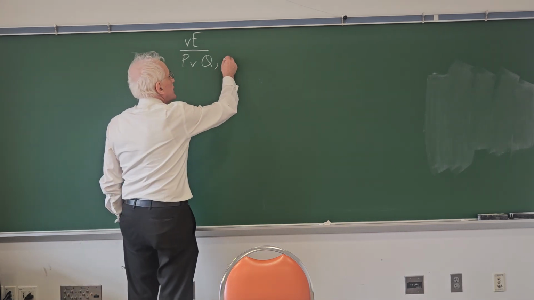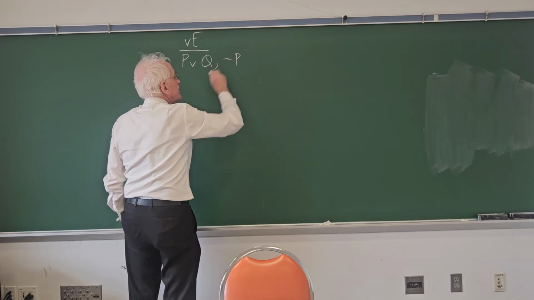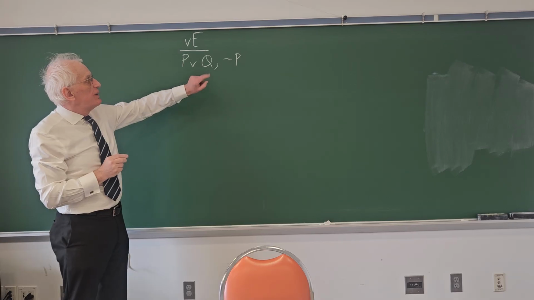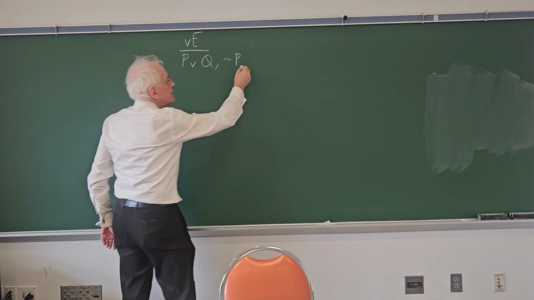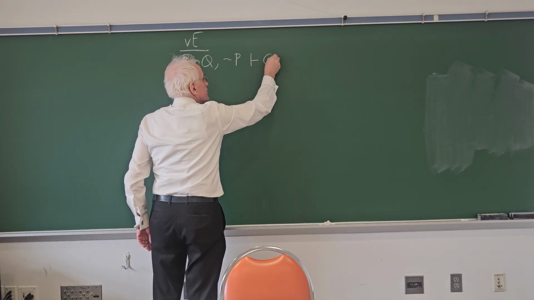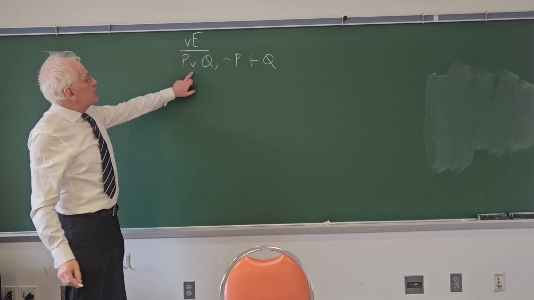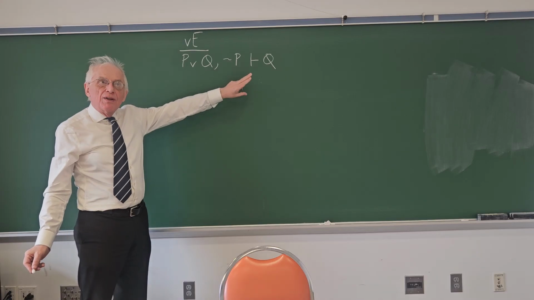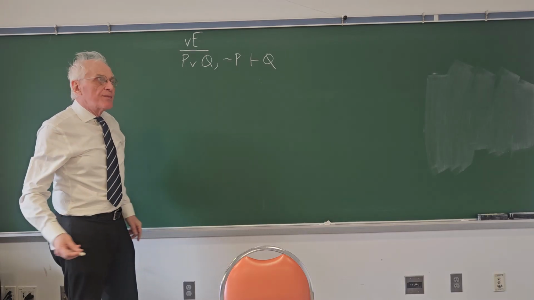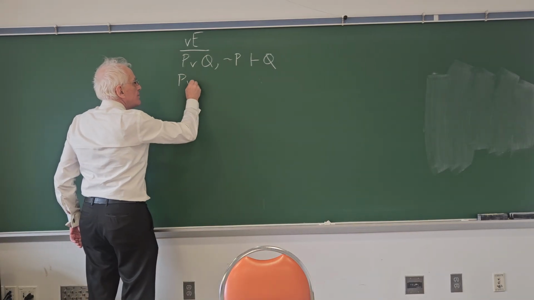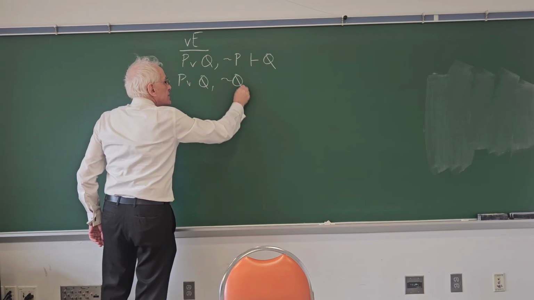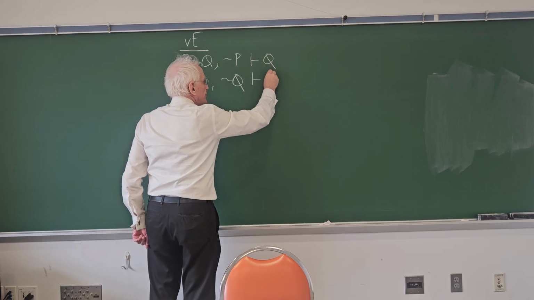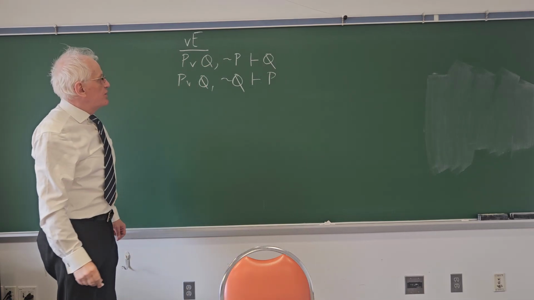Suppose you also know that one of the disjuncts, say the left one, is false. So either P or Q is true, but it's not the case that P, then it must be the case that Q. If a disjunction is true, but its left disjunct is false, then its right disjunct must be true. And of course, same for if the right disjunct is false, then the left disjunct must be true.